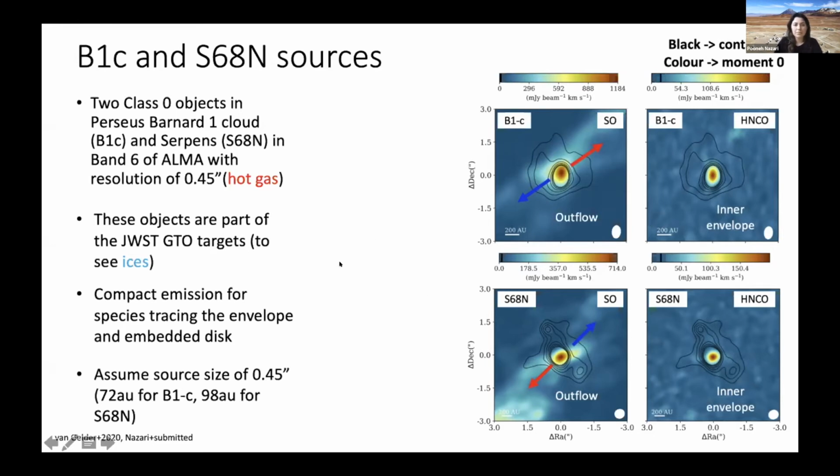Another thing that I want to mention here is that our emission was unresolved, and therefore the best we could do for assuming a source size was to assume a source size that is the same as the beam size. And this assumption is okay as long as the emission is optically thin and we are not looking at molecules with super high sublimation temperatures, that they come off the ice really close in to the star.